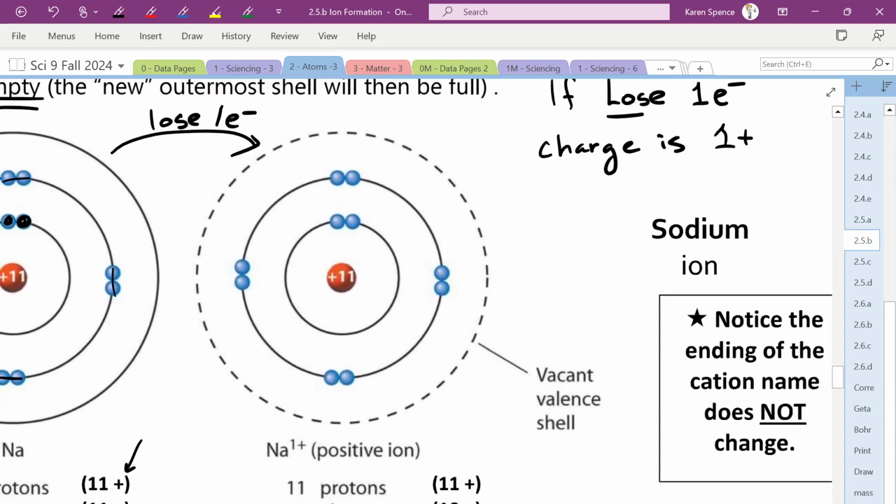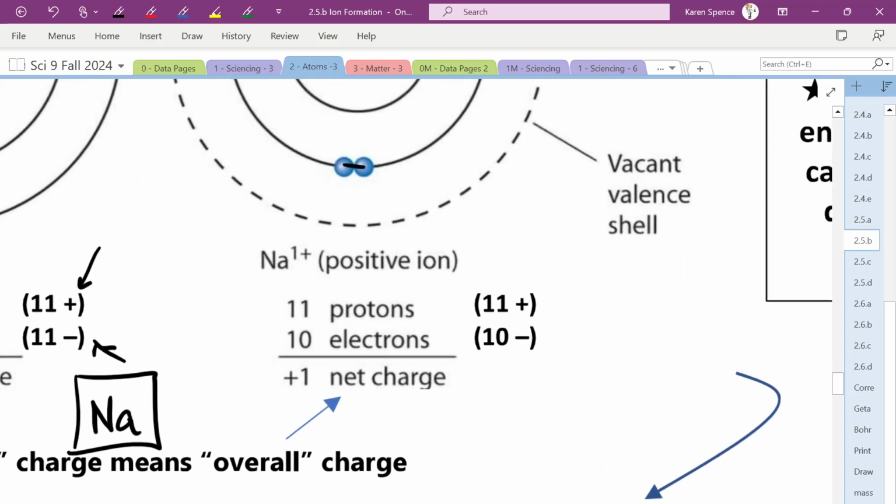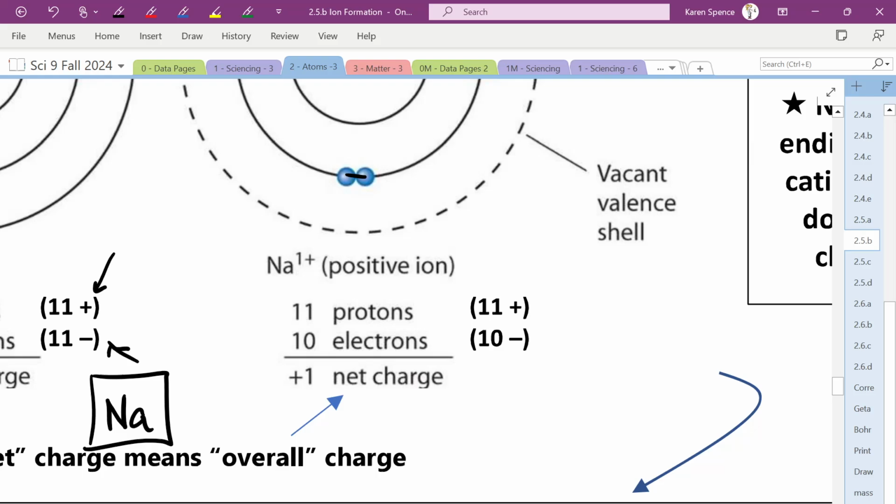Now we've lost an electron, and do you see how we've emptied out that outer shell? And so now our inner shell is full. It has 8 electrons. So we did have 11 electrons. We lost 1, so now we have only 10. And if you have 11 positive things and 10 negative things, and you add those together, you get the charge positive 1.